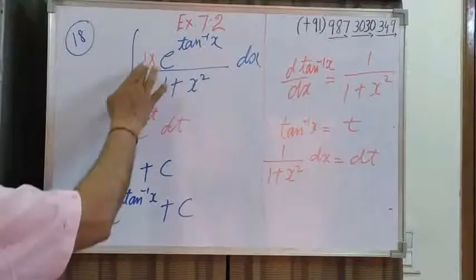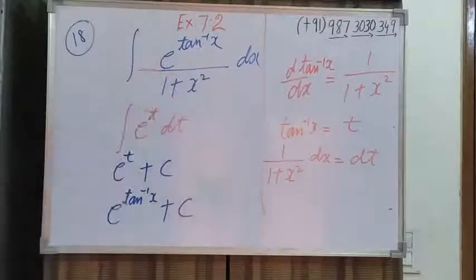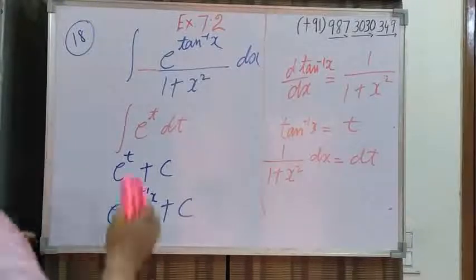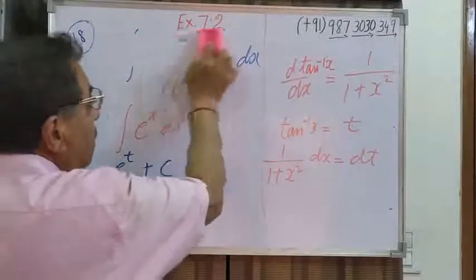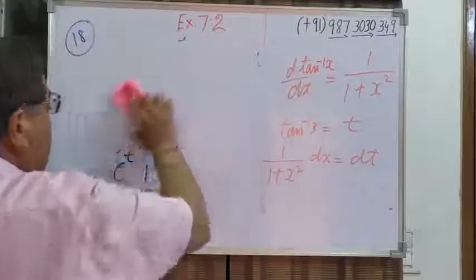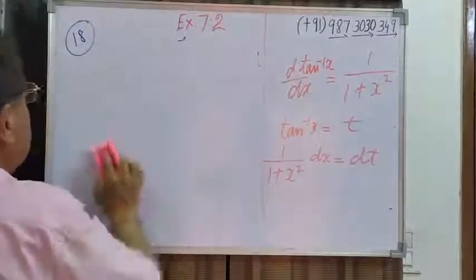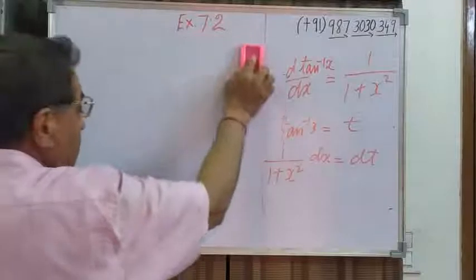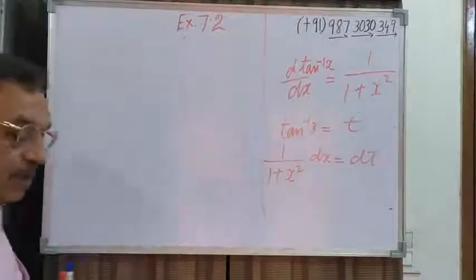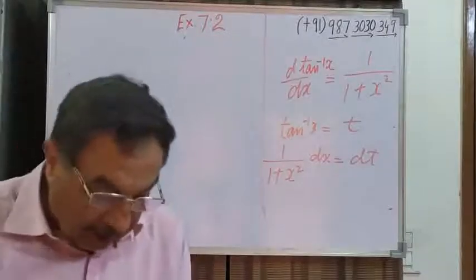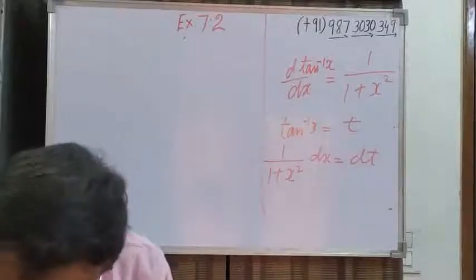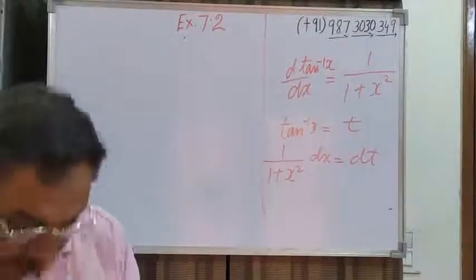In the question number 18 we get e to power tan inverse x over 1 plus x square. The question is important. Many times in the CBSE board it comes up. It should be done seriously. It is one of the most important questions which I am solving.